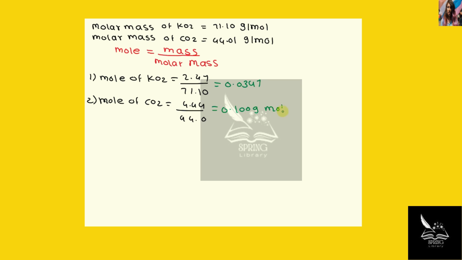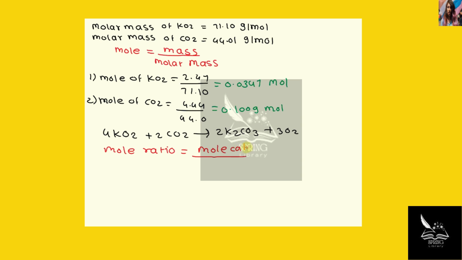and by calculation we get 0.1009 mole. Now here we write the balanced reaction, that is 4 KO2 reacts with 2 CO2 which gives 2 K2CO3 plus 3 O2. Now here we find the mole ratio. The formula is: mole ratio is equal to the mole calculated divided by the mole in stoichiometry.